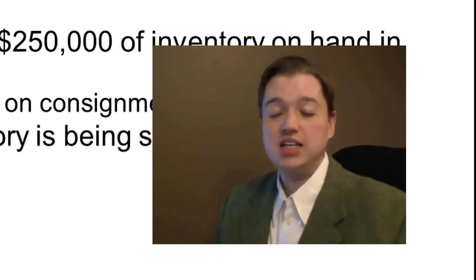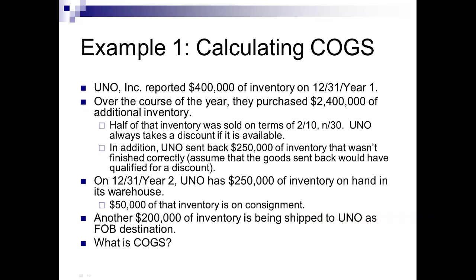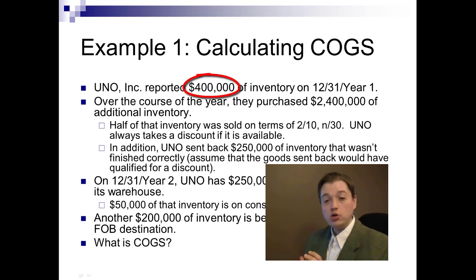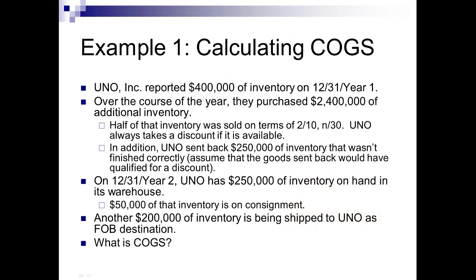Now that we've talked about all those details, it's time to put it all together with an example, and here it is. UNO Incorporated recorded $400,000 of inventory on 12/31 year 1. So now as we move into year 2, that's going to be our beginning inventory, right? Because whatever you walked out of the store owning on 12/31 is what you're going to walk into on 1/1 as the new year begins. So ending inventory and all the ending balances from the previous period are going to become our beginning balances in the next period. Over the course of the year, UNO purchased $2.4 million of additional inventory.